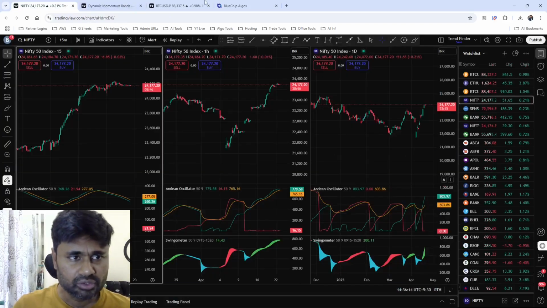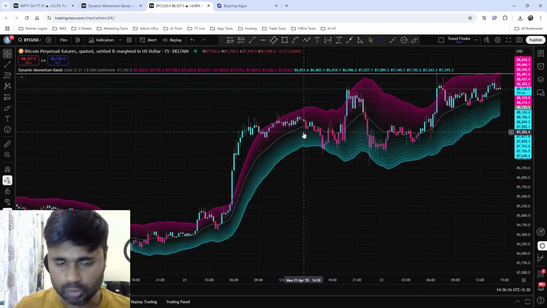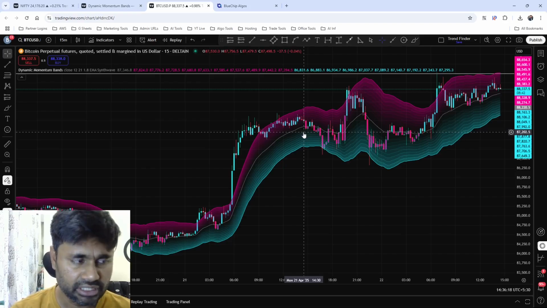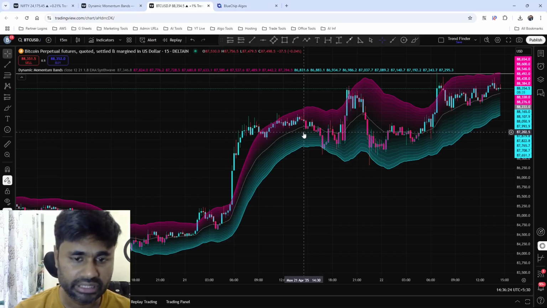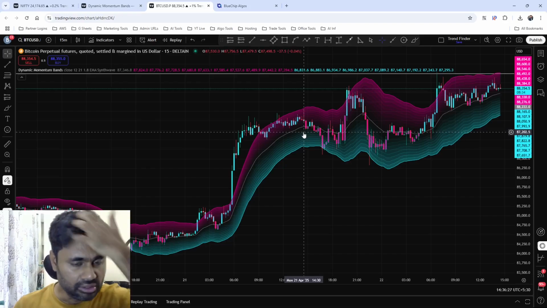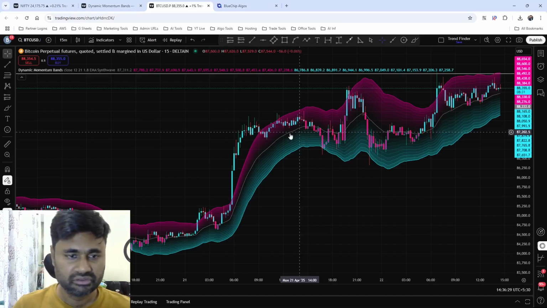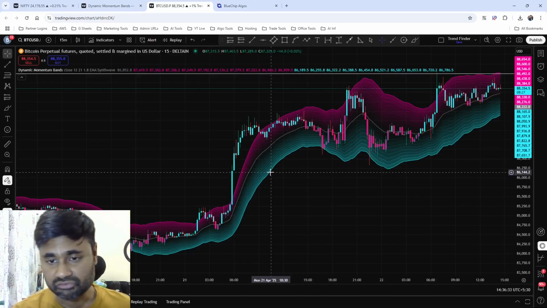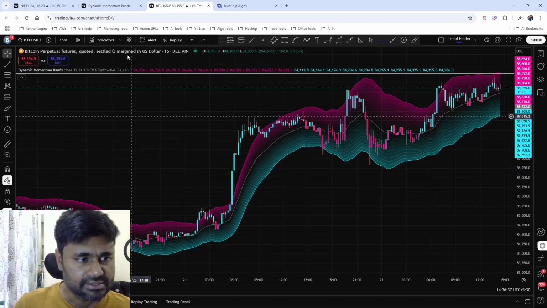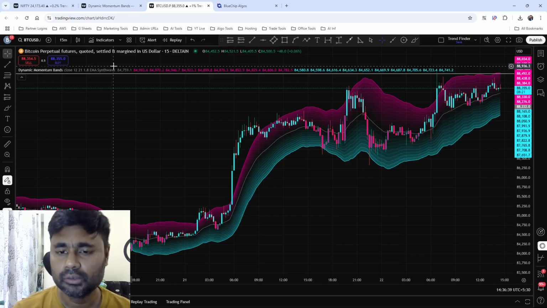All right, so let's get to the topic. This is a TradingView indicator and the name is Dynamic Momentum Bands. I was just browsing through some trading articles and I found that this indicator is a bit useful for traders, so I thought I will let you know, guys. It might be useful for someone who is trading in high momentum stocks. All right, this is based on RSI.